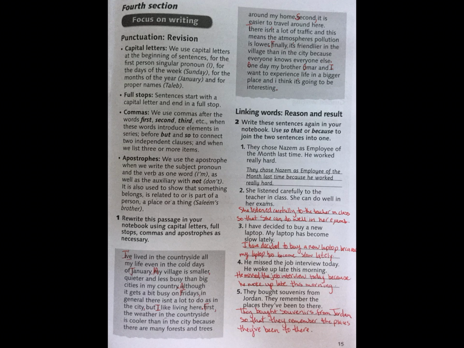Here we have: I've lived in the countryside all my life in the cold days of January. So here we have I. We know that I at the beginning of the sentence we must capitalize, and we must put an apostrophe when we contract two words. When we join two words, like I have lived in the countryside all my life, we joined I have into one word and it became I've. So we must put capital I, apostrophe VE. And January must be capitalized.